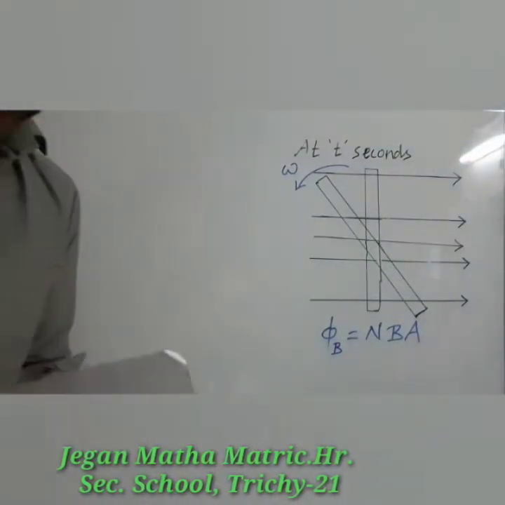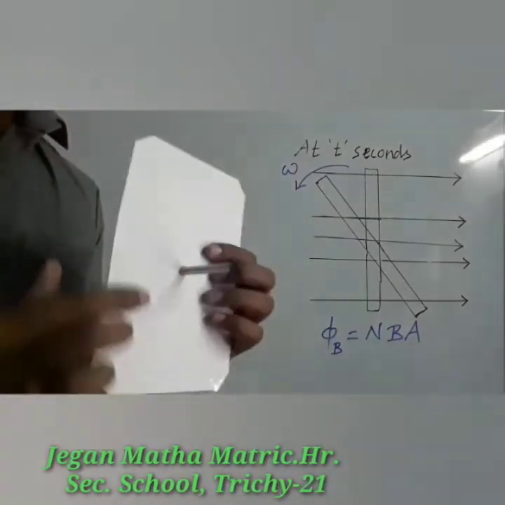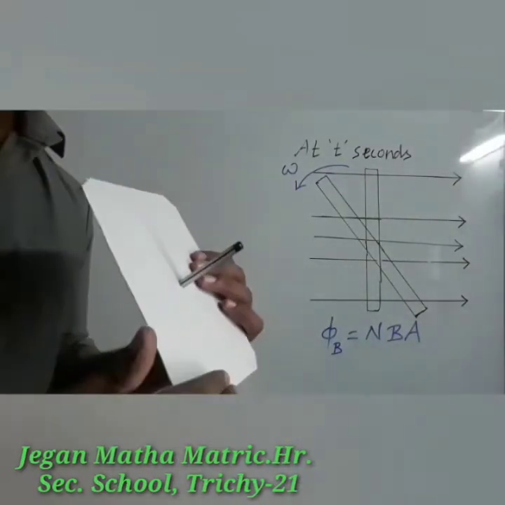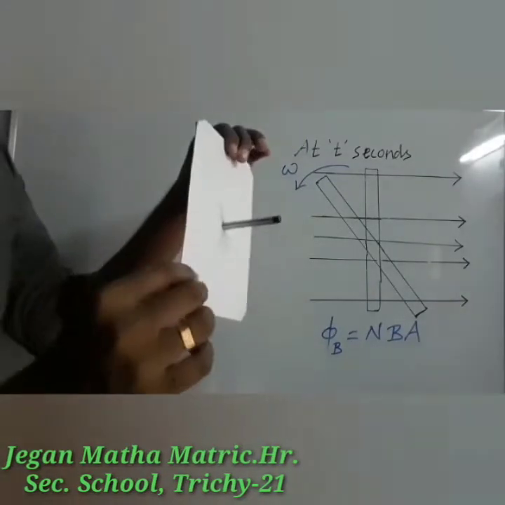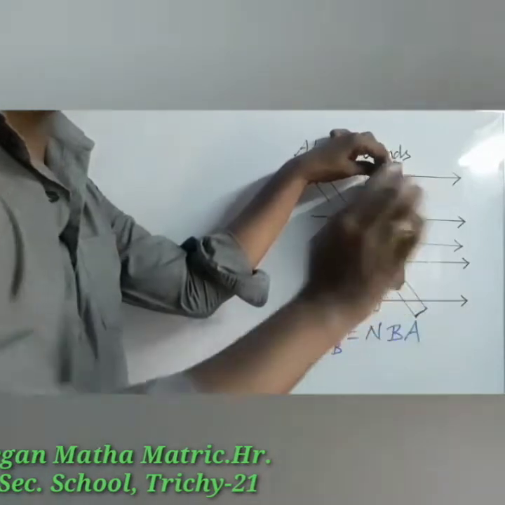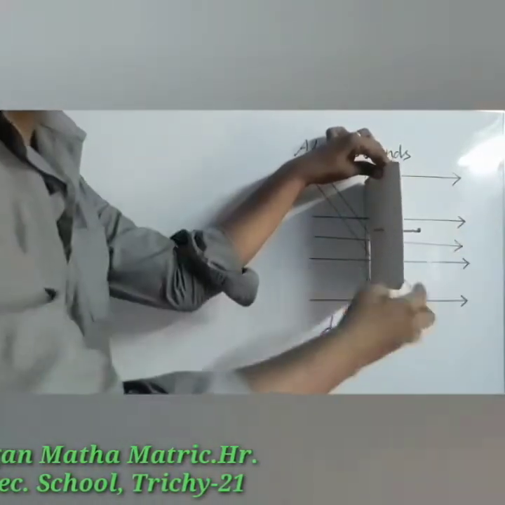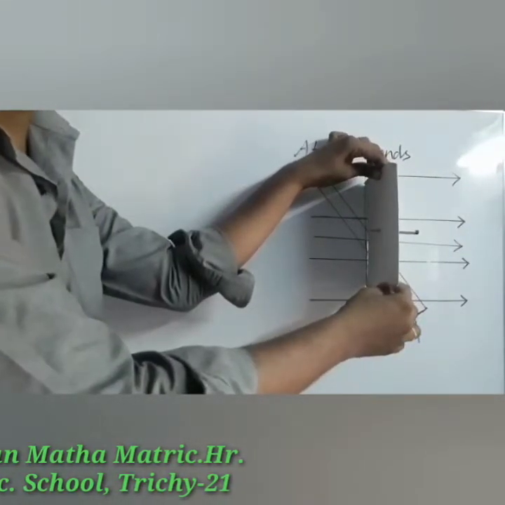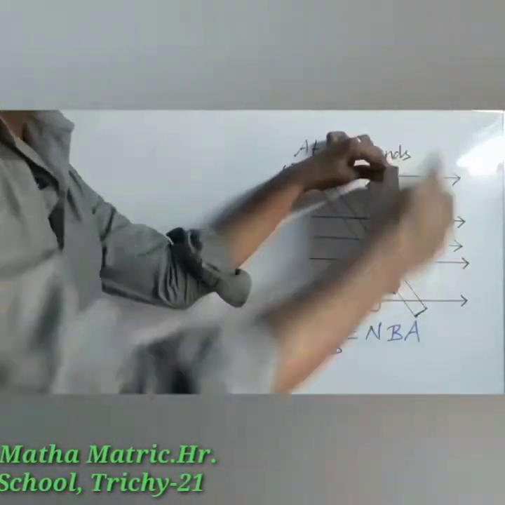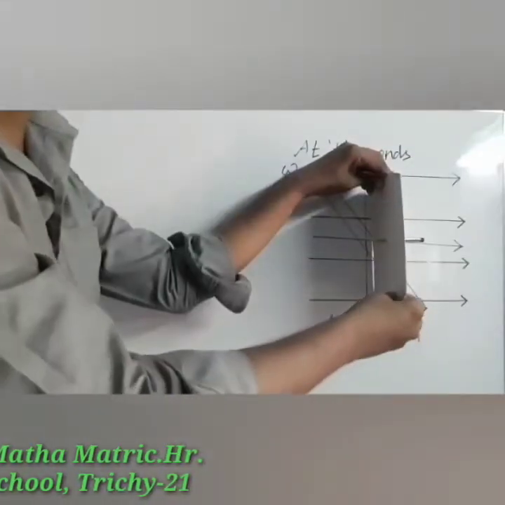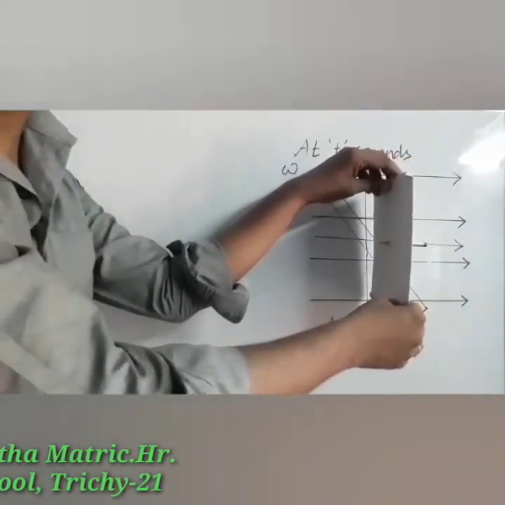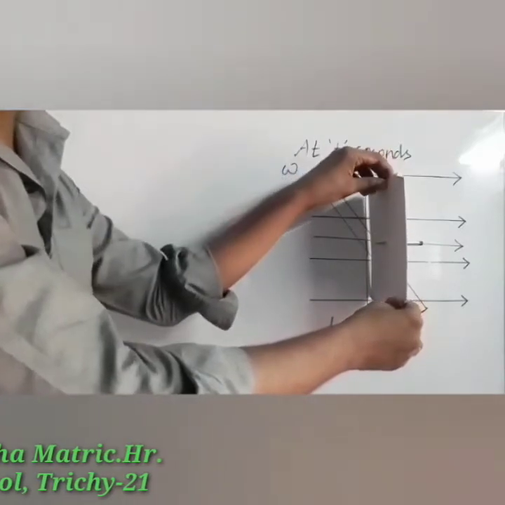To understand the angle, we have to take the normal. The normal is nothing but a perpendicular line to the plane of the rectangular coil. At the initial position like this, what is the angle between the magnetic field lines and the normal? It is 0. The magnetic field lines are passing towards the right direction, and the normal also points towards the right side. They are both in the same direction. So what is the angle? The angle is 0.